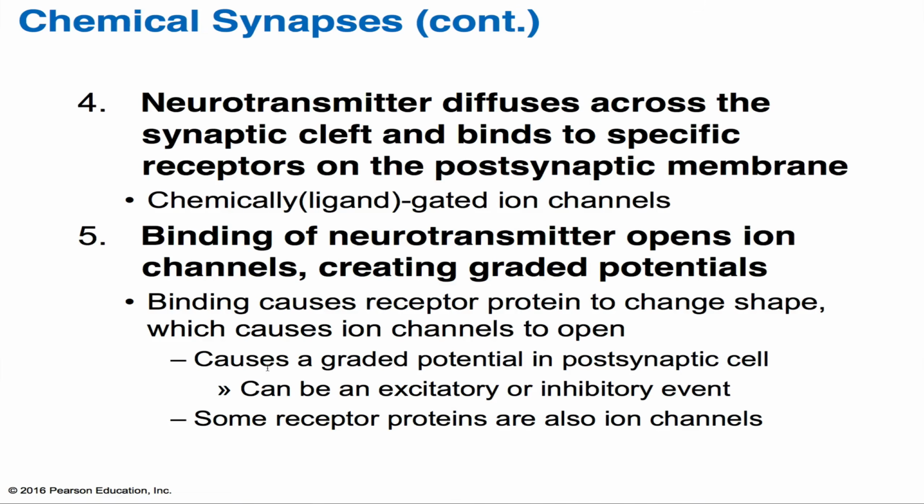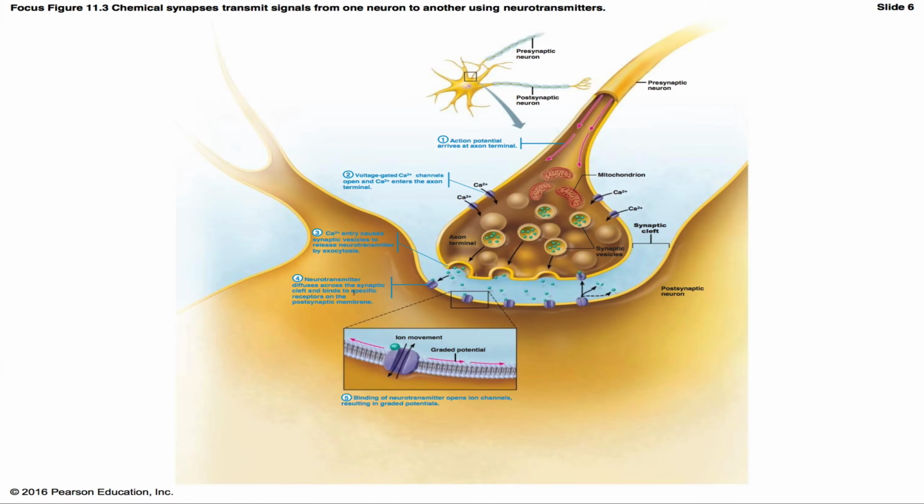Depending on the receptor protein to which the neurotransmitter binds and the type of channel the receptor controls, the postsynaptic neuron could be either excited or inhibited. We also see postsynaptic membranes that often contain receptor proteins and ion channels that are packaged together, and they create these chemically gated ion channels. In this slide, we're going over the fourth and fifth steps. Here we have these neurotransmitters. They're moving across the synaptic cleft, and now they come and bind to these ligand-gated ion channels.